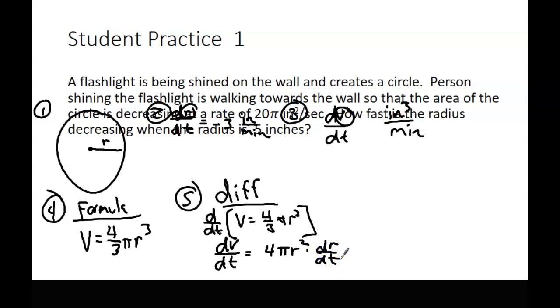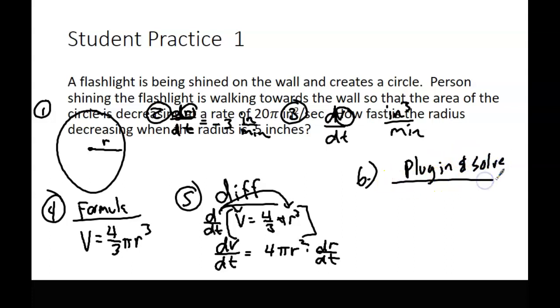So first of all, we changed V to dV dt when we do that. Over here, when you take the derivative of r cubed, the 3 goes to the front, which cancels the 3 on the bottom, so you're just left with 4. You take 1 away from your power, so it's r squared, and then you multiply it by dr dt. Okay? All right, step 6, we just plug in and solve.